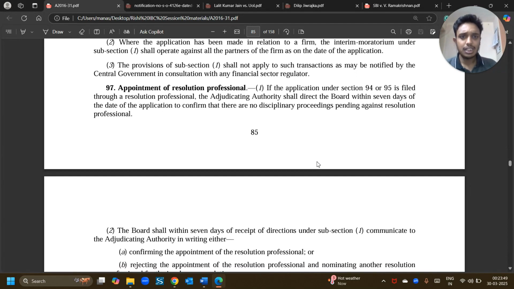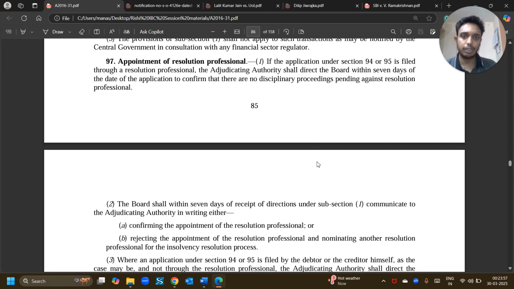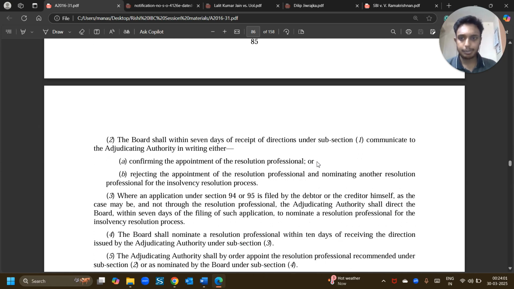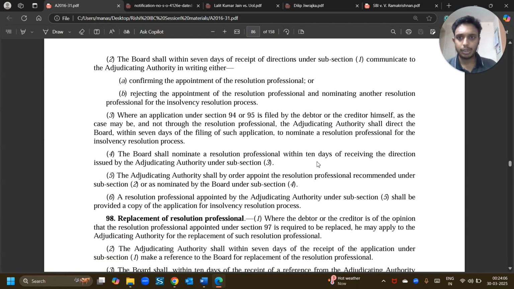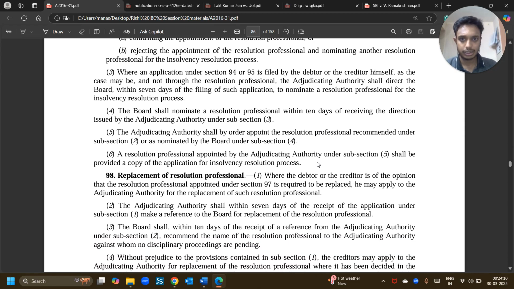Section 97 says, if application under 94 or 95 is filed through an RP, the adjudicating authority shall direct the board within 7 days of the date of application to confirm that there are no disciplinary proceedings, which is what we have seen even in CIRP and PPIRP. Board shall within 7 days either confirm the appointment or reject the appointment of the RP and nominate other RP for the insolvency resolution process.